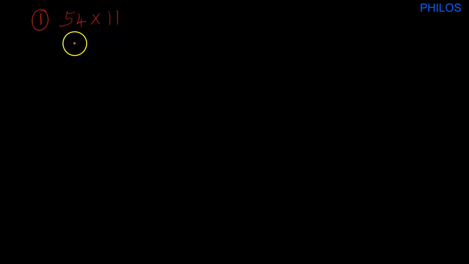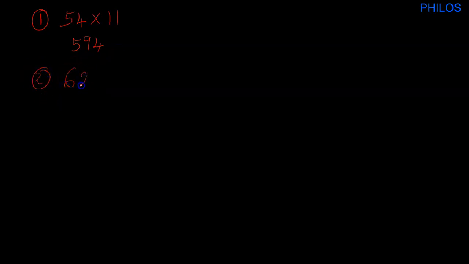You take the first digit, which is 5, leave a space and then write the last digit, which is 4. Then you add the 2 digits together. So 5 plus 4 gives you 9. So the answer for 54 times 11 is 594. Example 2.